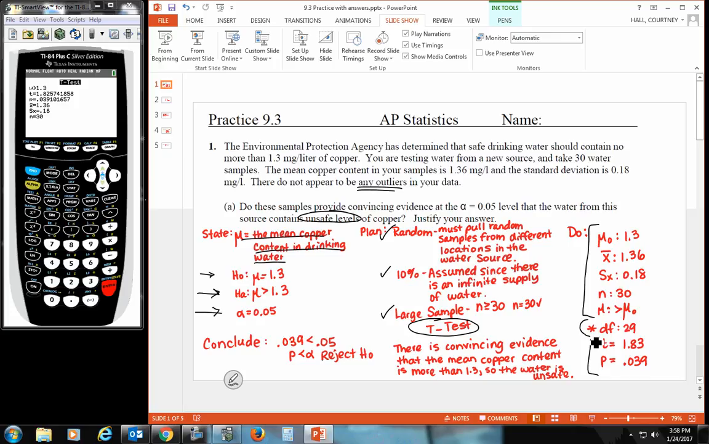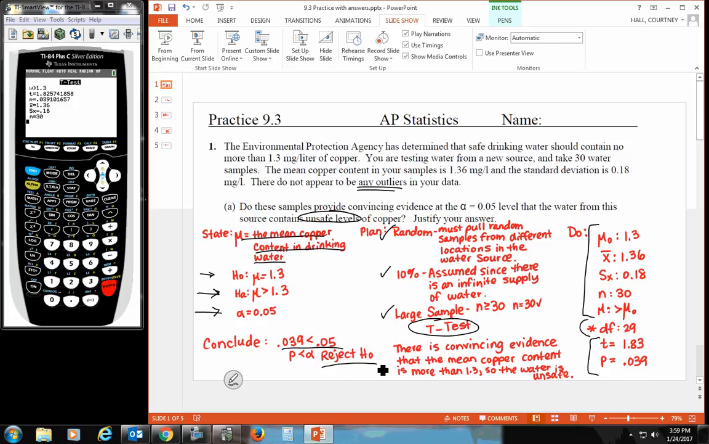The other bits of information, the x bar, sx, and n, I don't need to write down again because I've already put them as the initial things that I had put in, okay? So based on the p-value that we got, a p-value of 0.039, that is less than alpha. So I'm working on my conclusion now. So since 0.039 is less than alpha, p is less than alpha, we reject the null hypothesis.